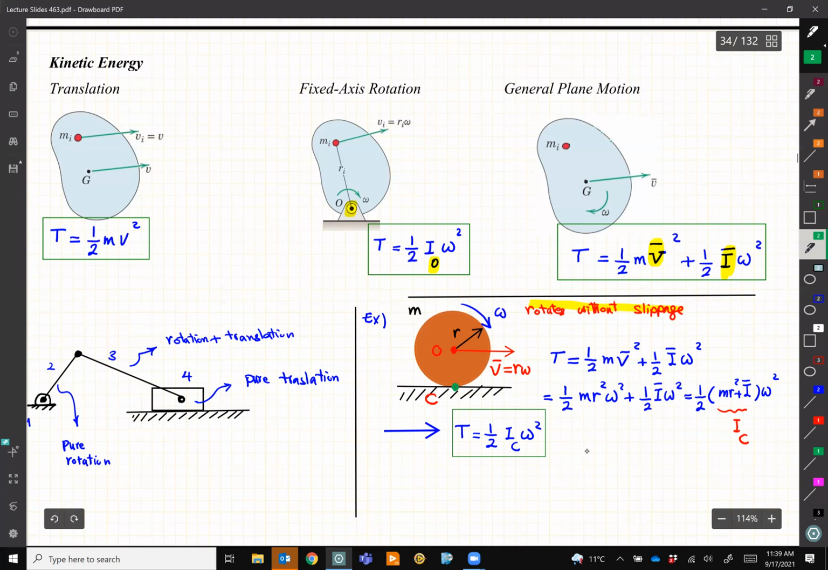And we know what I bar and I C are for a disk. We have the formula. I bar for a disk is half of M R squared, and so I C is 3/2 M R squared.